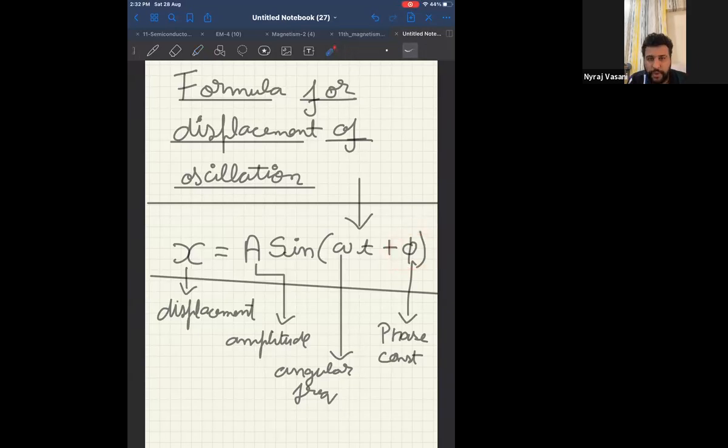So make a note of the formula for displacement. X is equal to a sine omega t plus phi, where x is displacement, a is amplitude, omega is angular frequency, and phi is your phase constant.